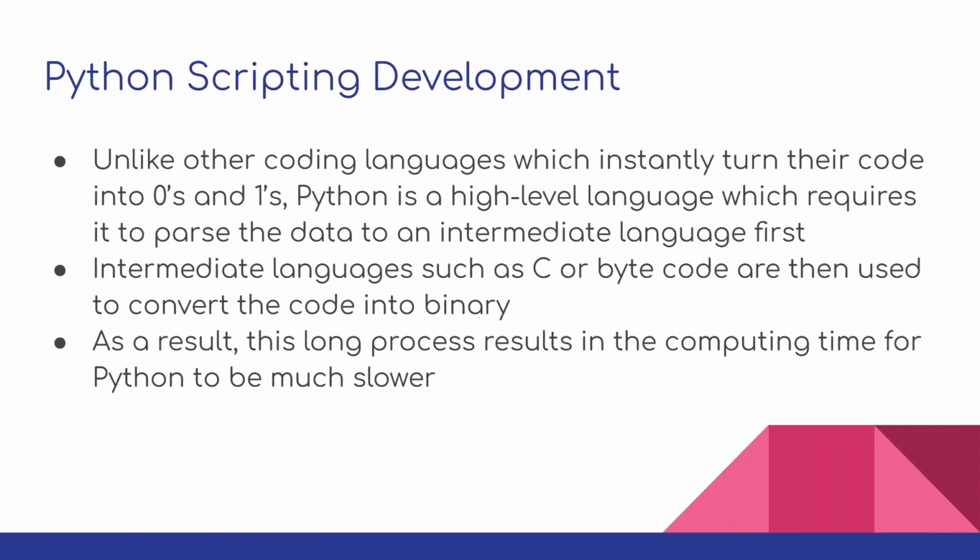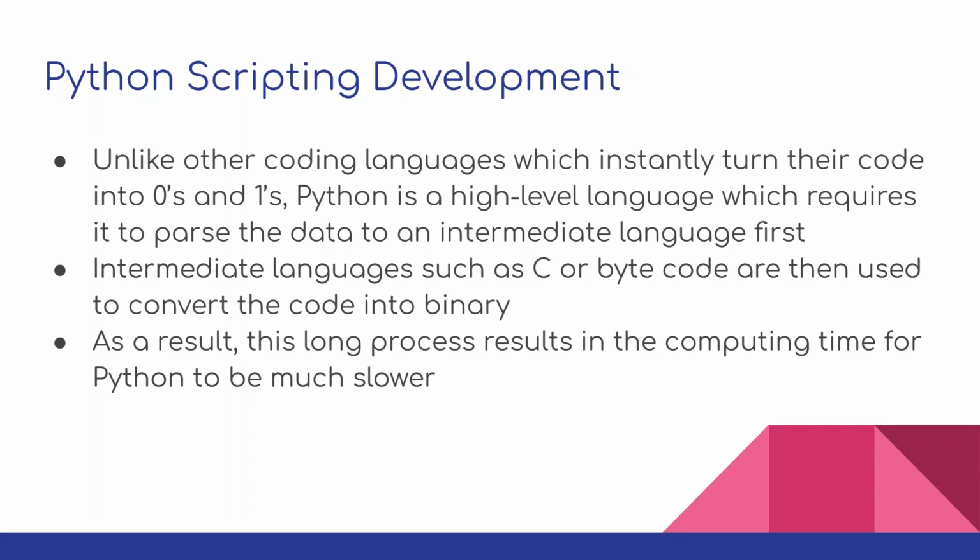Now let's talk about what the Python scripting development is. You must be thinking, what am I talking about? This seems like such a complex topic, but it's basically the process through which all of our Python code is turned into binary. So let's talk about what Python is. Python is a high-level language which requires it to parse the data into an intermediate language first, and some examples of intermediate languages would be C or bytecode. Then they're used to convert the code into binary.